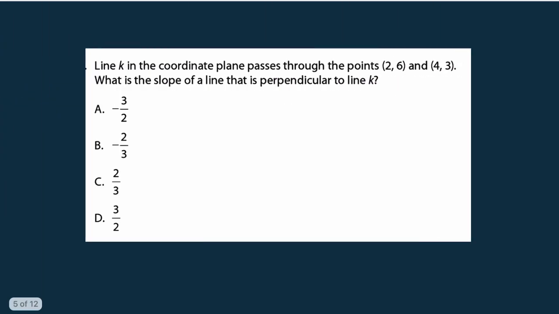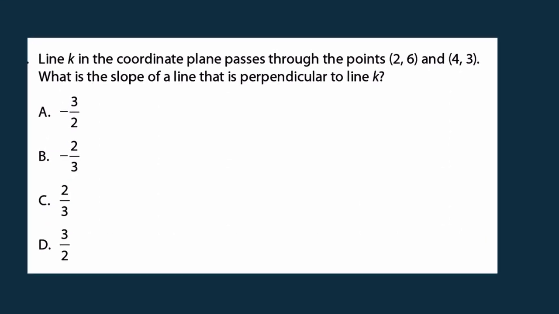Okay, next go to the example questions on parallel and perpendicular lines in the GED practice paper. Line K in the coordinate plane passes through the points (2, 6) and (4, 3). What is the slope of the line perpendicular to line K? When you see questions like this, the first thing we need to do is find the gradient, or the slope, of line K.